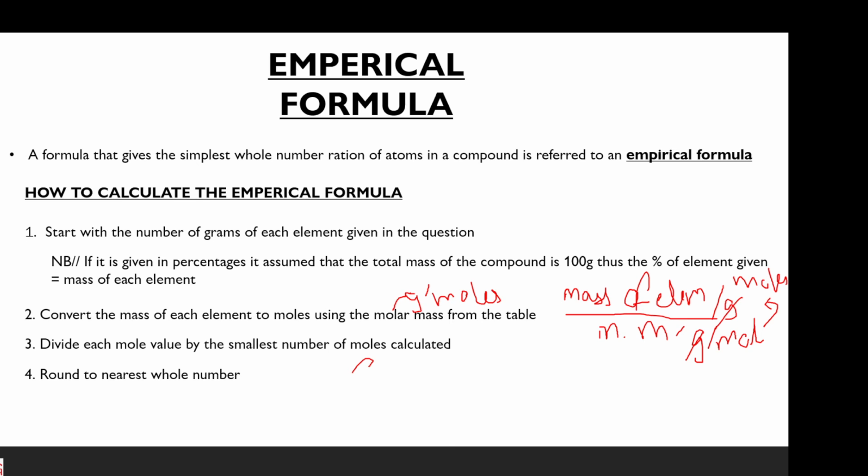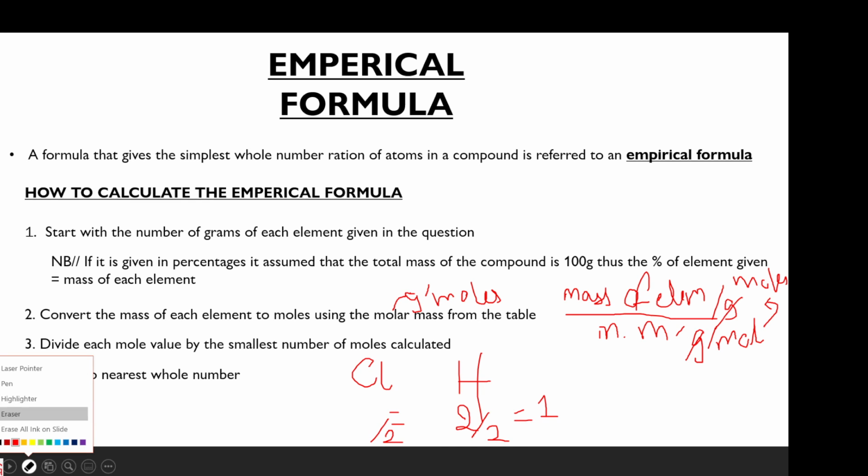So for example, if we have Cl and H, and what we worked out for Cl was, let's say, 6, and for H was 2, we will use the 2 moles calculated for H and divide by 2, which gives us 1, and we divide the 6 by 2, which gives us 3. Or for example, what if we had gotten 5? We will then have 2.5. In this case, we round off to the nearest whole number, so this 2.5 will equal 3.